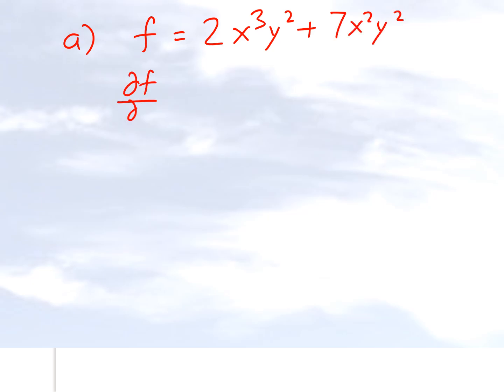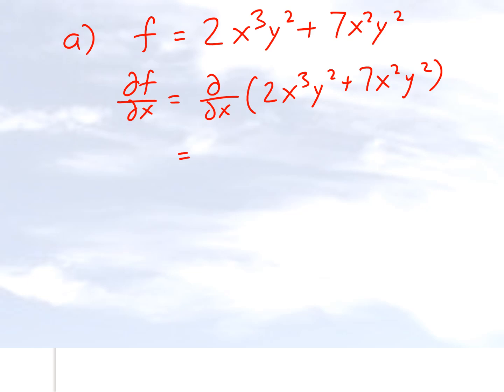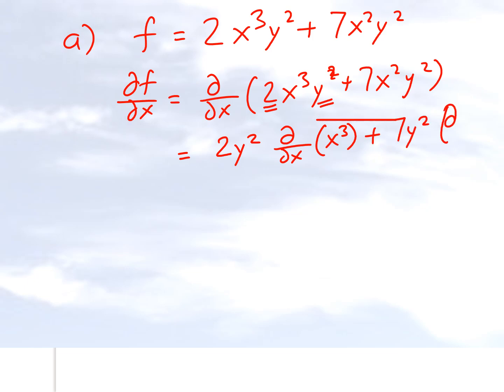So in part A, the function given to us was 2x cubed y squared plus 7x squared y squared. We need to take the derivative of the function with respect to x, so we will take the derivative of 2x cubed y squared plus 7x squared y squared. What we have to do is treat everything other than x as constant. That means 2 and y, in spite of y being a variable, we have to consider it to be a constant. So we can take 2y squared outside and do del by del x of x cubed, and then we'll take 7y squared outside and do del by del x of x squared.